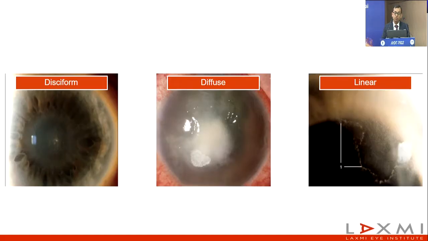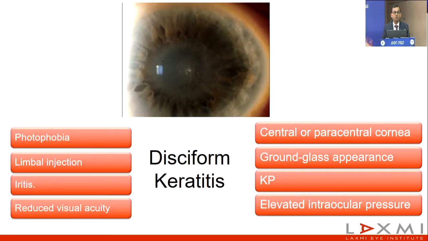Now, coming on to the classification of HSV endothelitis, the three usual classifications which we see in the textbooks are the disciform keratitis, the diffuse endothelial keratitis, and the linear endothelial keratitis. Coming on to a very unique kind of clinical picture, the disciform endothelitis.